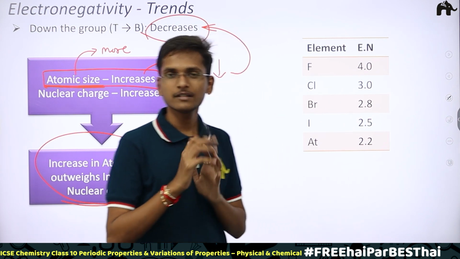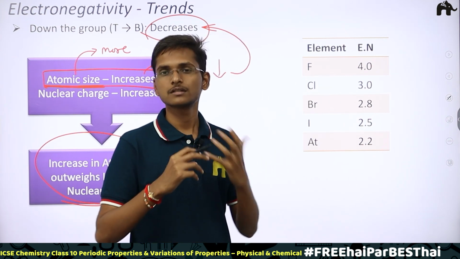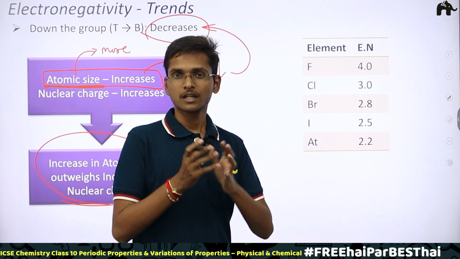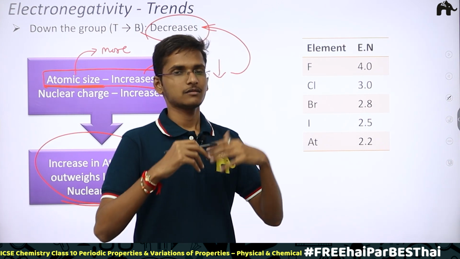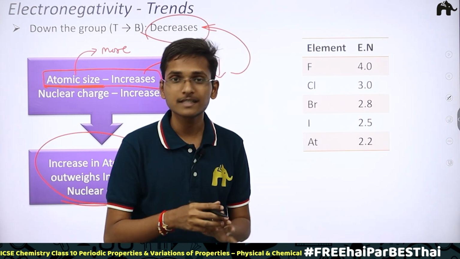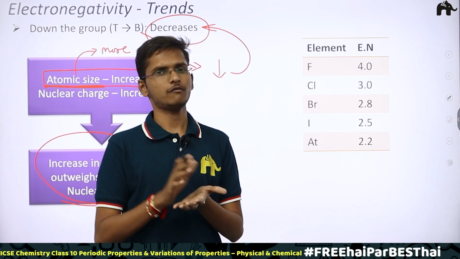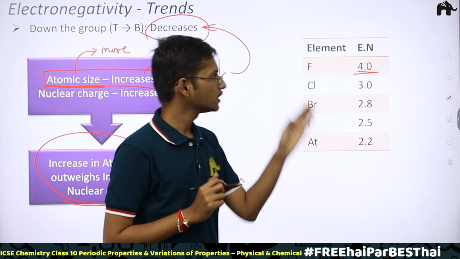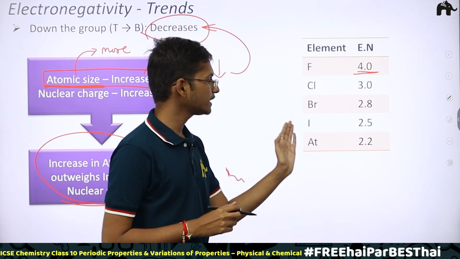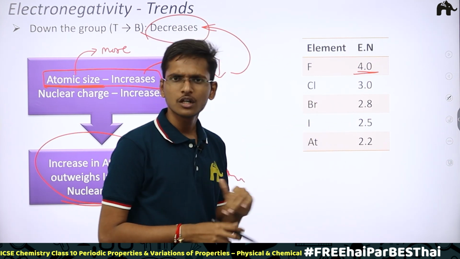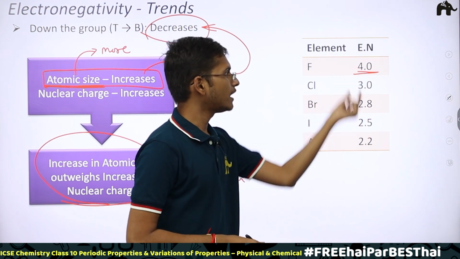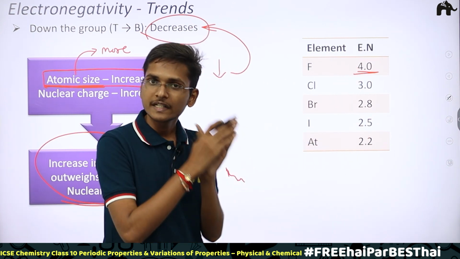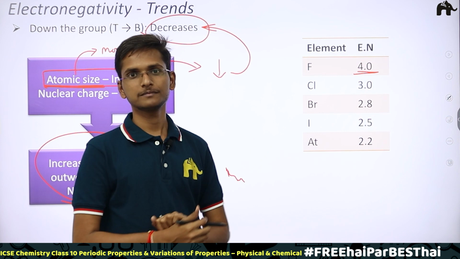Just now when we studied what electronegativity actually means, I told you that in the Pauling scale fluorine has 4.0. So here see, fluorine has a value of 4, then chlorine 3, bromine 2.8, iodine 2.5, astatine 2.2. So you can clearly see here that the value of electronegativity is decreasing as we move down the group.